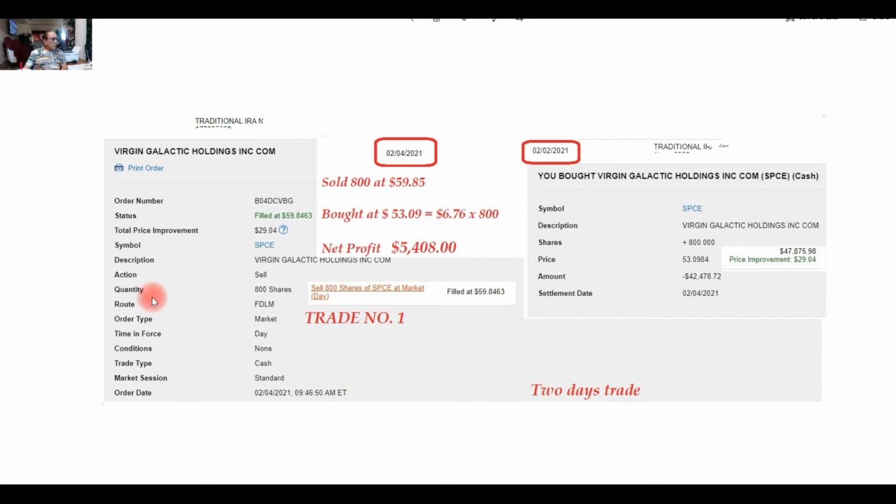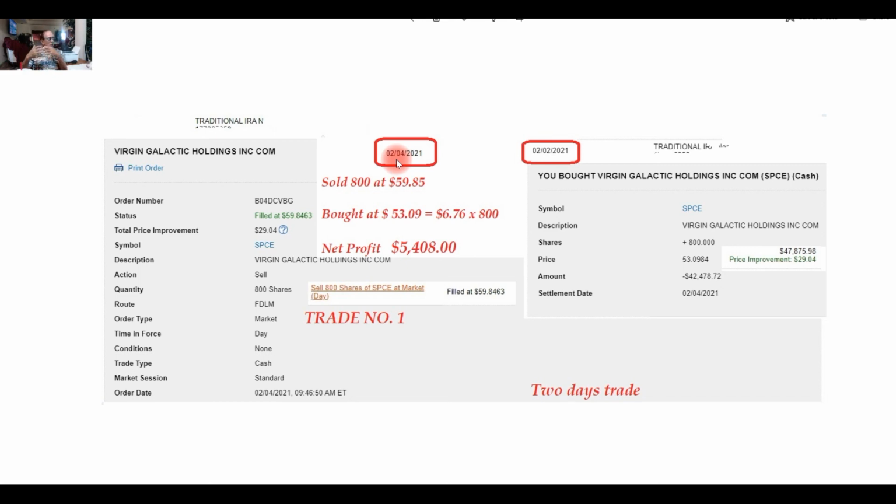This was done all on the order was to Virgin Galactic. Let me see what it says here. Action sell. Okay, so it was 2 days. We bought it on the 2nd and we sold it on the 4th. So it was a 2-day trade. So we buy it on the 2nd, 3rd, and 4th in the morning.